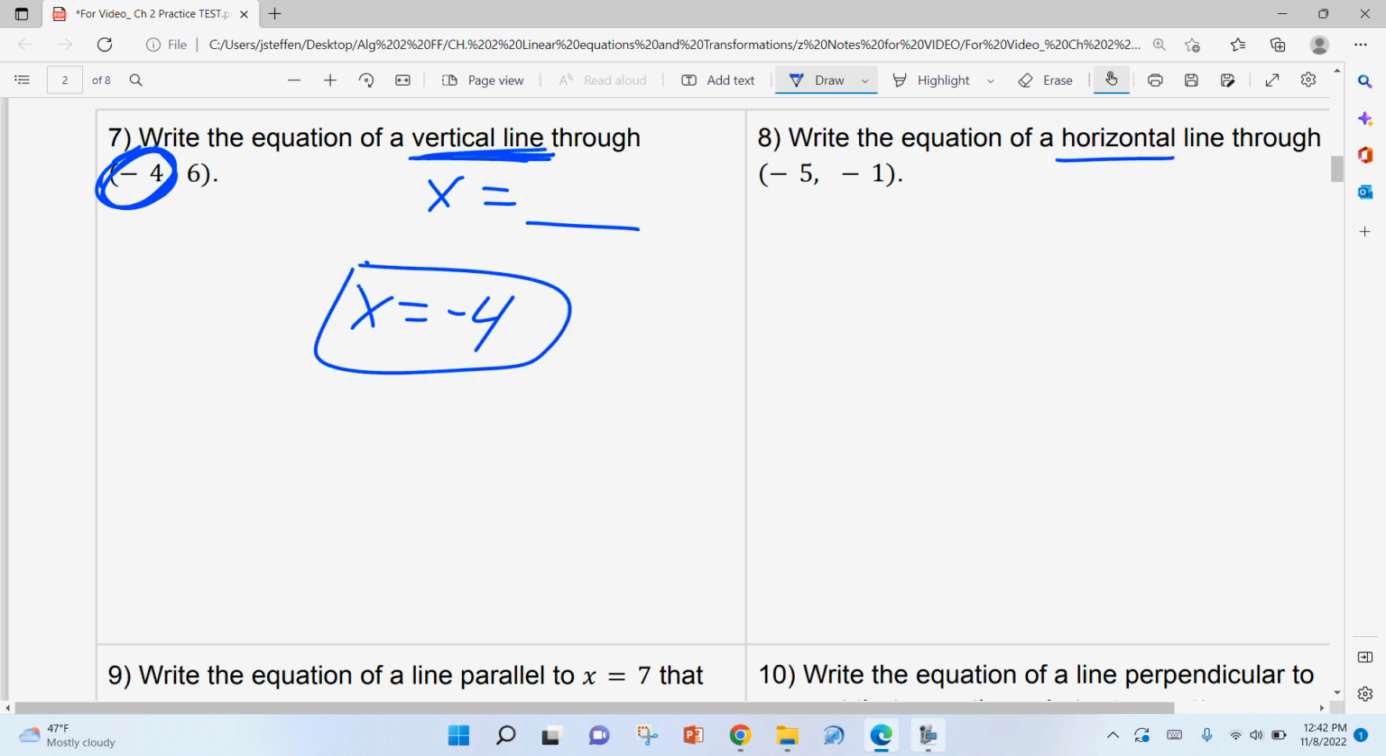Write the equation of a horizontal line through this one. Again, horizontal is y is equal to, and then it's just y is equal to your y coordinate of that. So y is equal to -1.